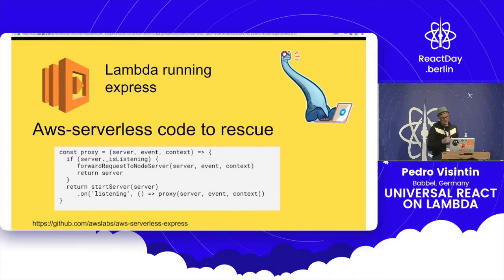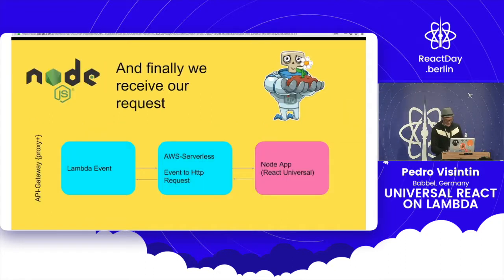So we receive the server, event, and context. And if the server is already listening, we forward to the node server. If not, we start the server and then forward to it. This is the basic trick. What forward to node server does internally is transform the request inside the event JSON that I showed you into an HTTP request, putting the headers in place, putting the body, doing some encoding, etc.